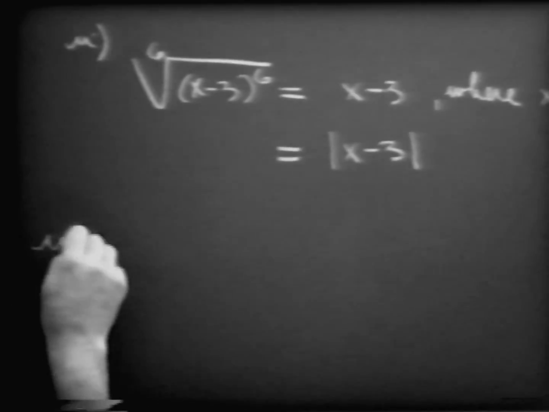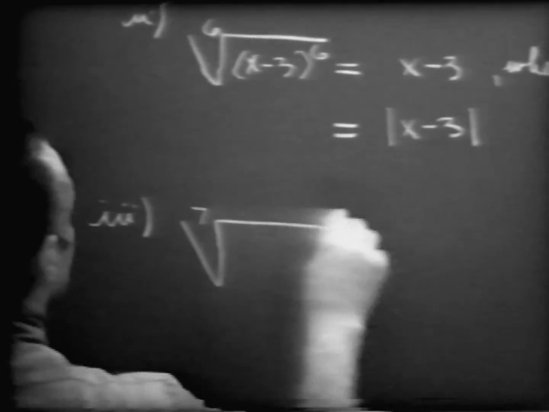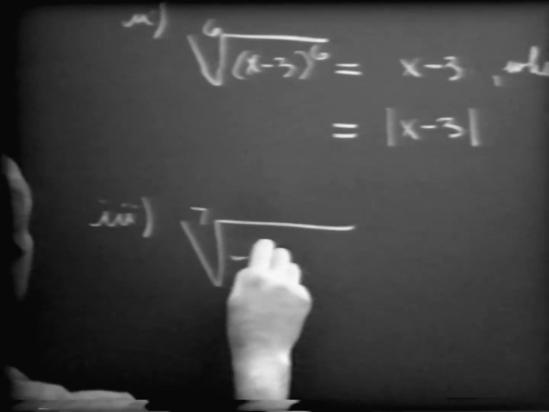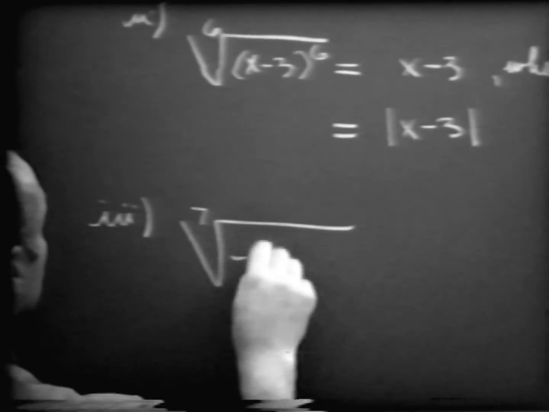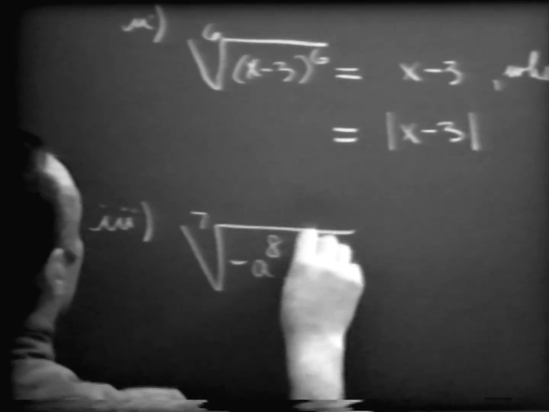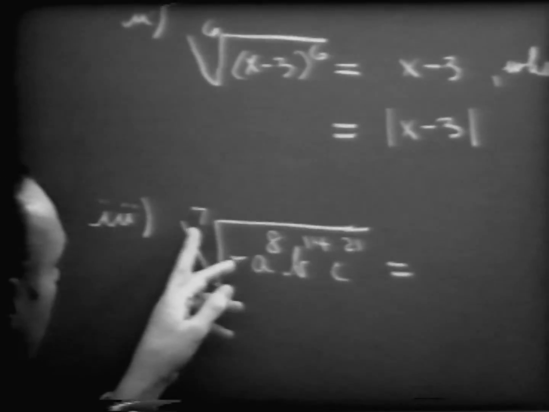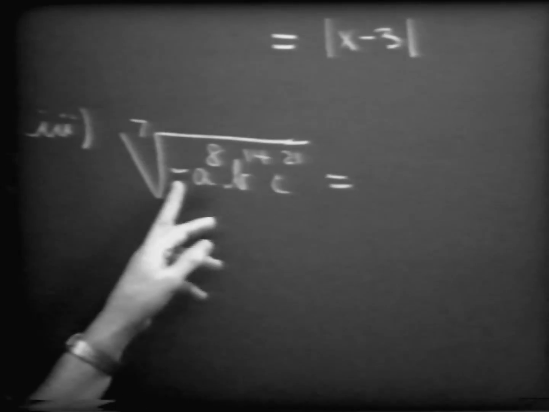Well, let's look at a third example, and I think that's all that we need to do for today. Suppose we had the seventh root of some expression, such as suppose I took a negative a to the 8th power, the opposite of a to the 8th power, b to the 14th, c to the 21st, okay? Now, again, the seventh root of a negative a to the 8th.